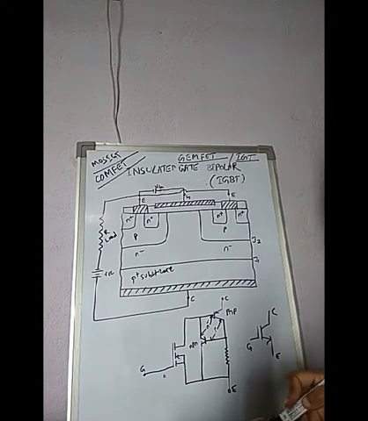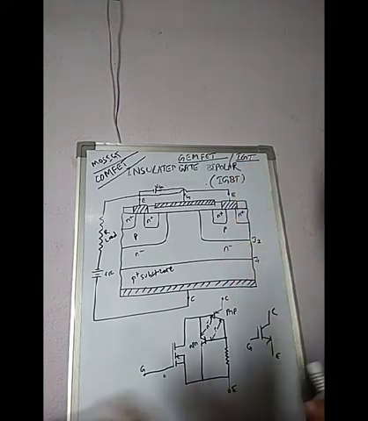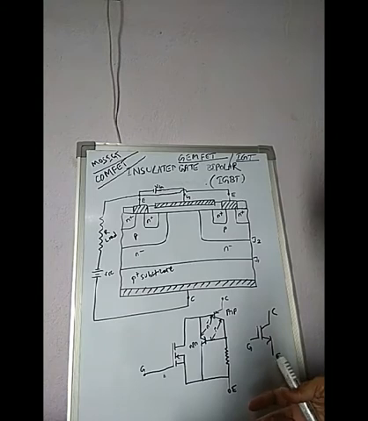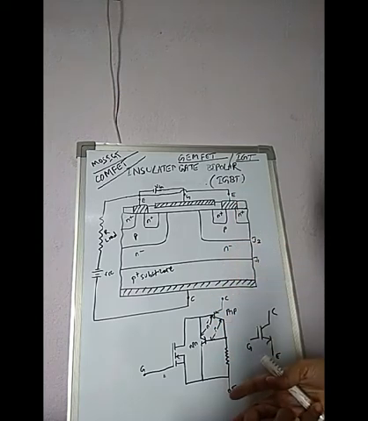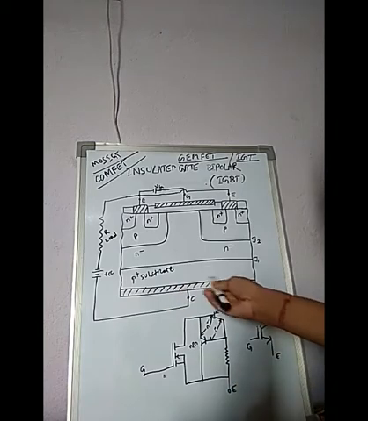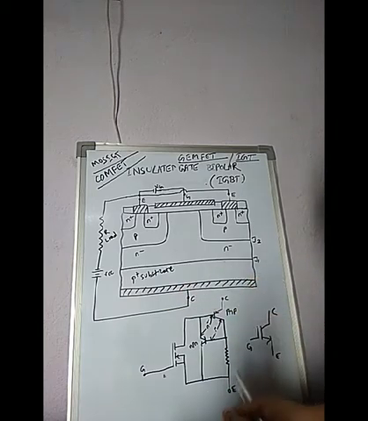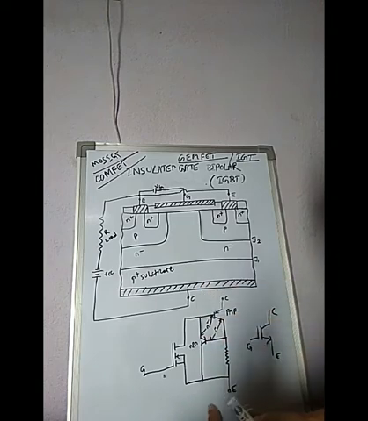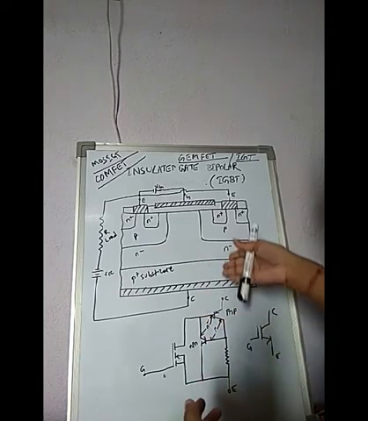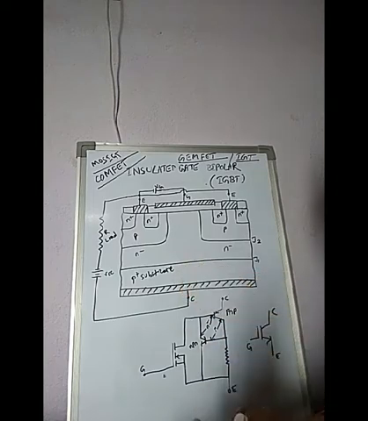In the basic structure of IGBT, what you see is virtually the same as the power MOSFET. The high power MOSFET structure and the IGBT structure are virtually the same, but the major difference is the substrate. Here the substrate used is the P plus substrate, but in the case of MOSFET, the substrate is the N plus substrate, where the drain terminal is connected. Here the N plus substrate is substituted by a P plus substrate.